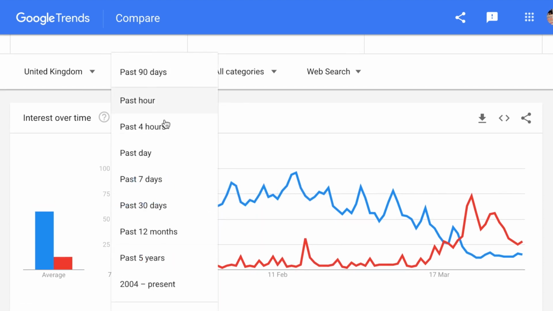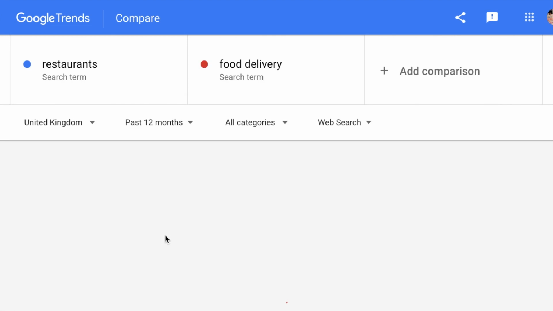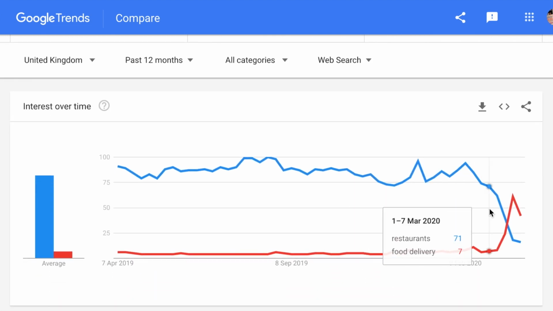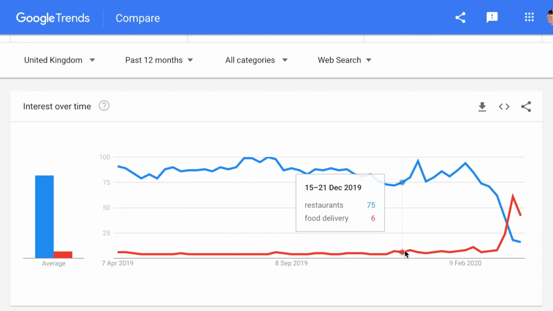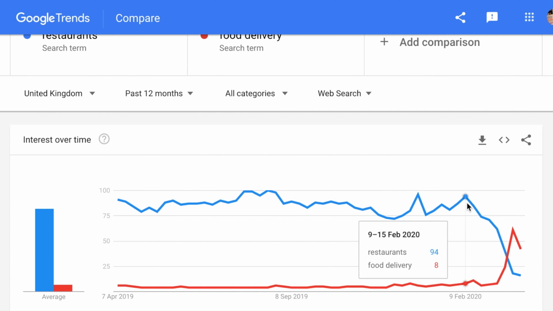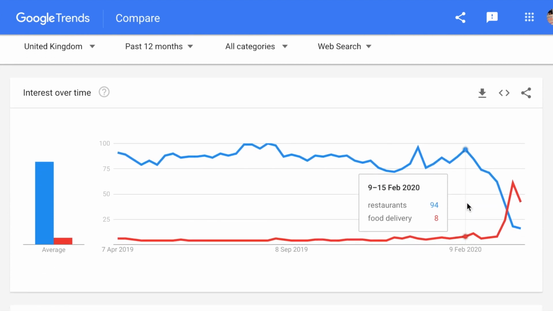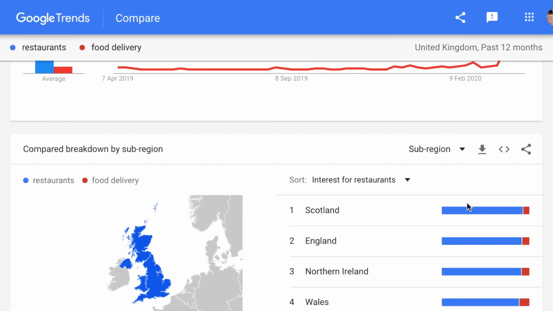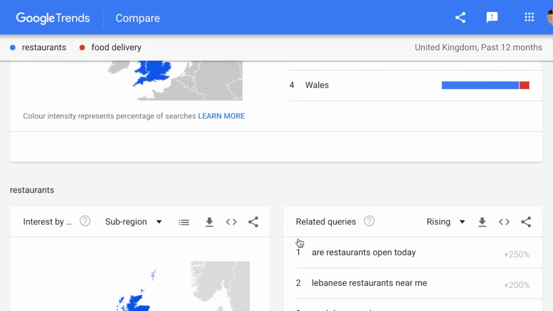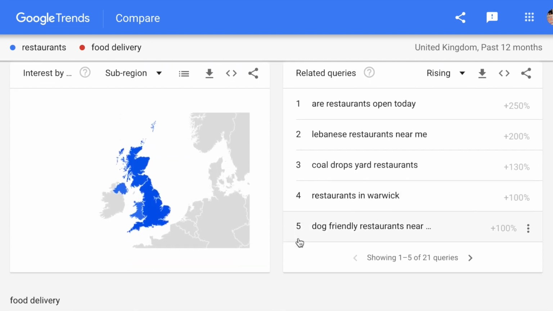And you can change this to a longer period, so let's say 12 months. And here you can see that this is absolutely dramatic. There's never been such interest in food delivery compared to anything in the last year. So here you go, this is how you can understand interest and trends. Here on the bottom you can see how it looks across the different regions in the UK: Scotland, England, Wales, Northern Ireland.